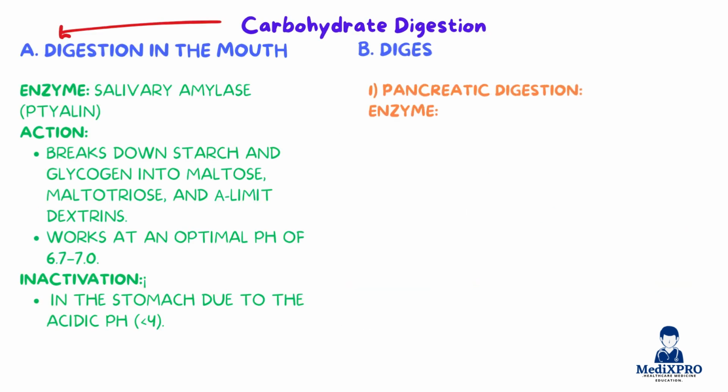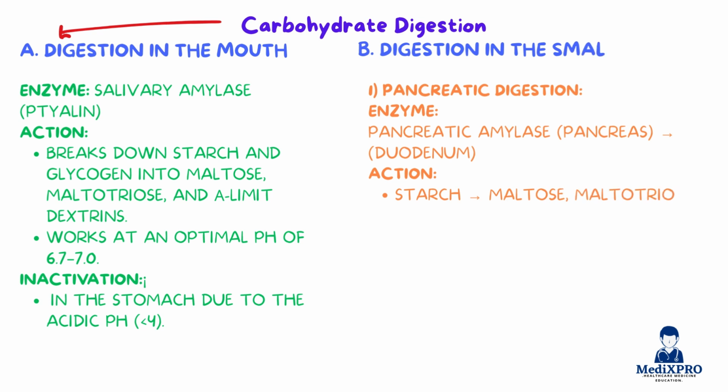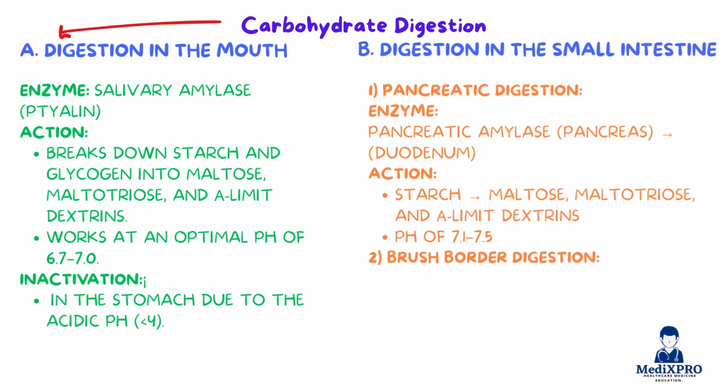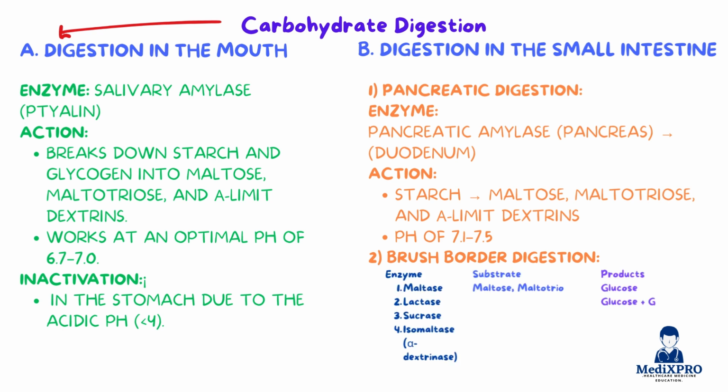Next, we move to brush border digestion. This is where disaccharides are broken down into absorbable monosaccharides by specific enzymes at the brush border of the small intestine. Here's the key list. Maltase breaks down maltose and maltotriose into glucose. Lactase breaks down lactose into glucose and galactose. Sucrase breaks sucrose into glucose and fructose. And isomaltase, also called A-dextrinase, breaks down A-limit dextrins into glucose.